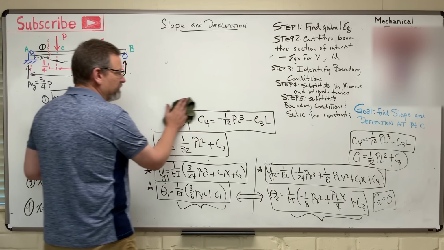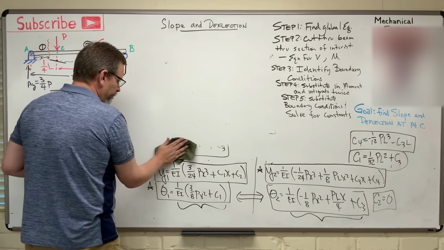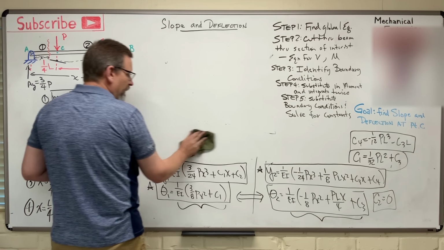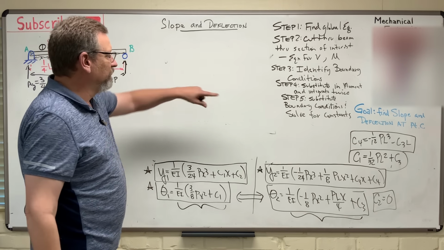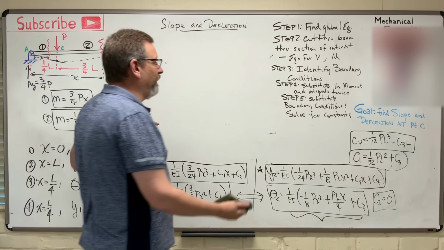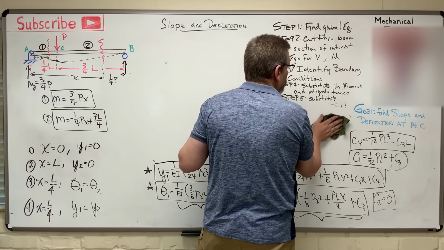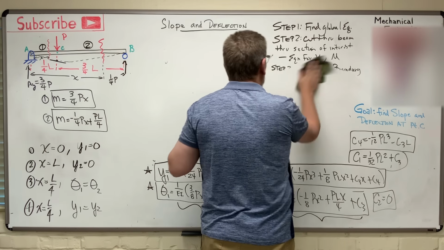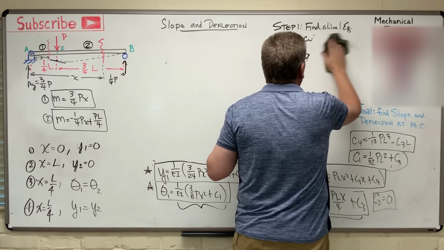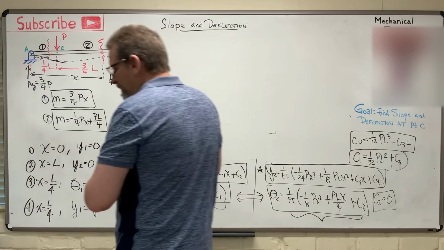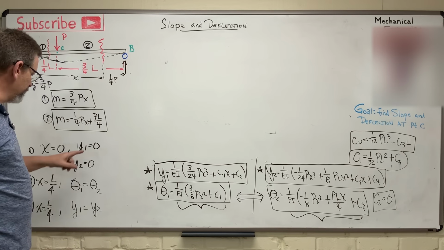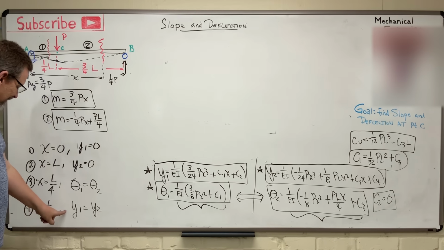So let me erase this and give us a little bit more room, and we're still solving for constants. You got our steps 1 through 5? All right, I'm going to erase that too. Give me some more room up here. Now we can go. All right, so what's the only thing we haven't used on our boundary conditions? The only thing we haven't used is this one.